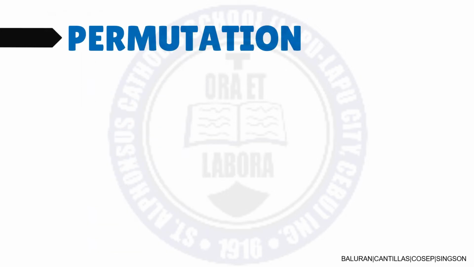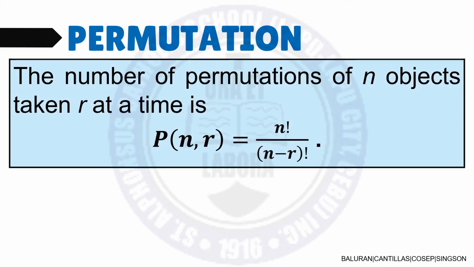So we can also have the formula in finding the permutation. The number of permutations of n objects taken r at a time, the permutation of n taken r at a time, is equal to n factorial divided by the quantity n minus r factorial.